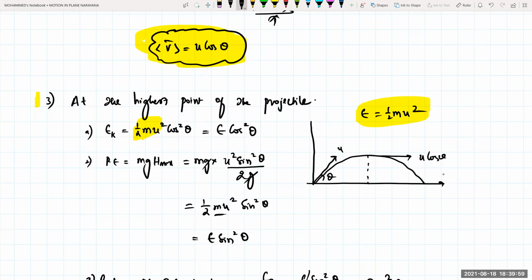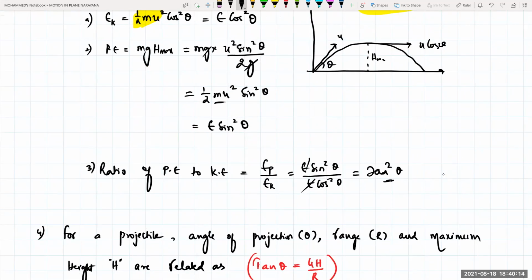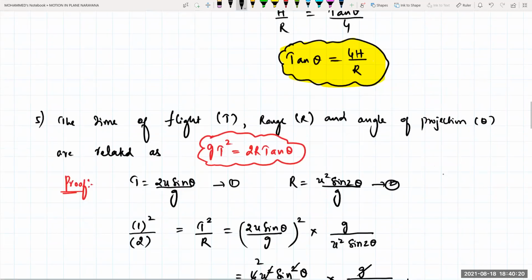Potential energy will be equal to how much? mg into h max. H max formula is u square sin square theta by 2g. G gets cancelled. It is half m u square sin square theta. Half m u square I can write as E sin square theta. So if they ask potential energy to kinetic energy, EP by EK is equal to sin square theta by cos square theta, that is tan square theta. Already I told you earlier, tan theta is equal to 4h by r.